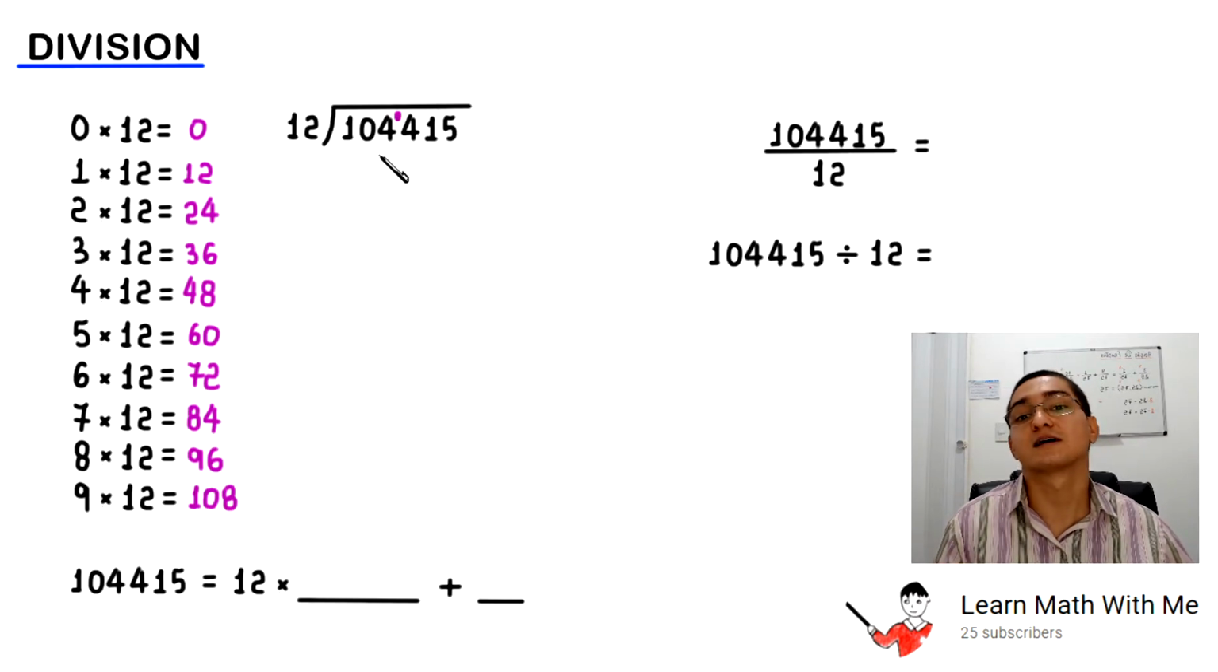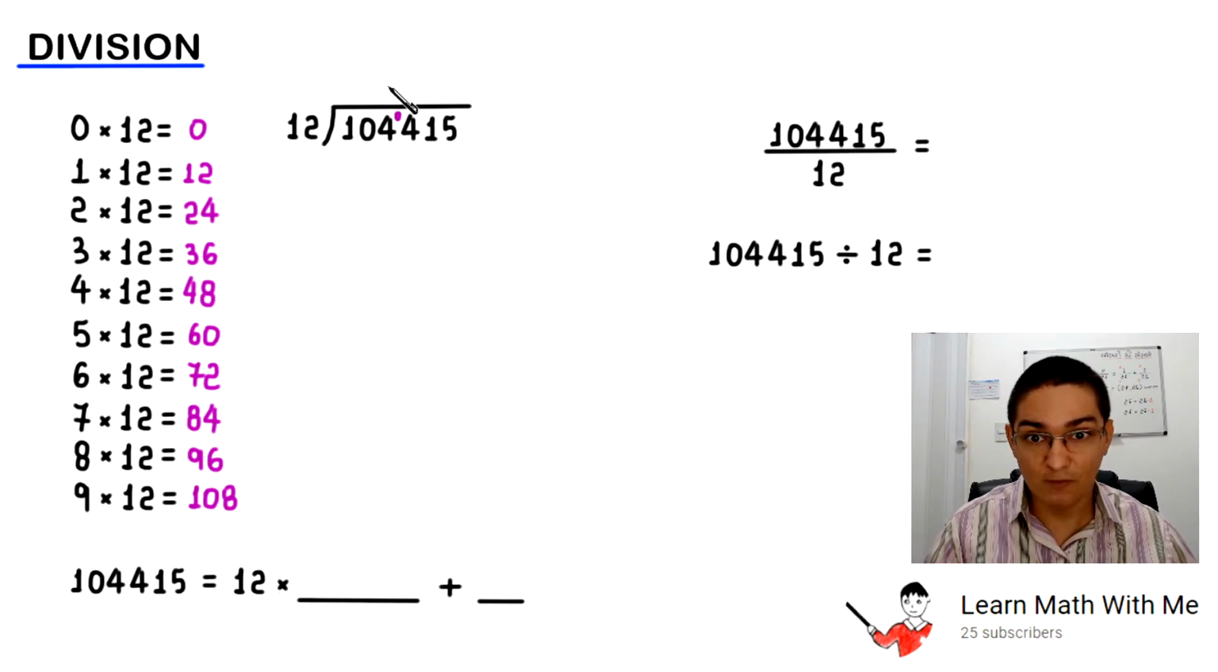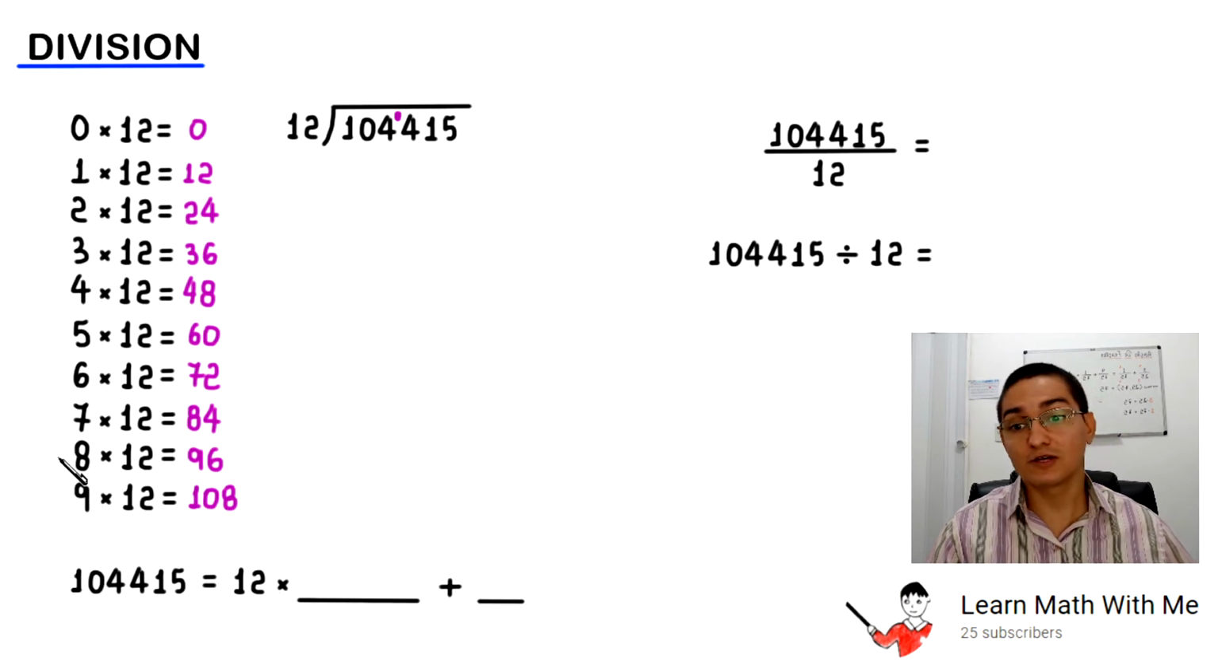Now we can start. And we start by asking the question, how many times does 12 go into 104 without going over? Notice that 9 times 12 is too much because the result is 108. So the number we are looking for is 8. 8 is the first digit of our quotient. I write 8 here. Since 8 times 12 equals 96, that is what I write here.